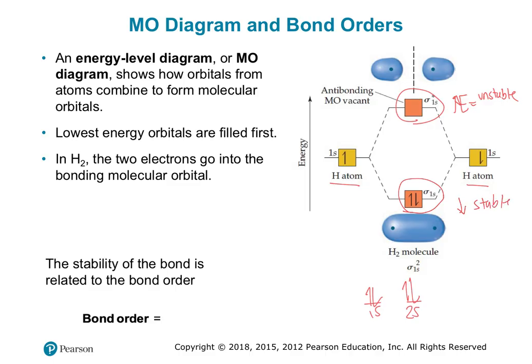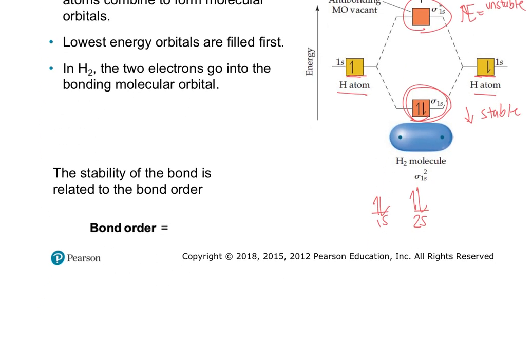Just like before, we write the number of electrons that go in each orbital and fill the lowest energy first. We have 1 electron from this atom and 1 electron from the other atom, so we fill the 2 electrons into the bonding orbital. When we do that, we can see that 1 sigma bond is produced. How stable the bond is relates to something called the bond order. Bond order is a calculation where you take half the number of bonding electrons, subtract the number of anti-bonding electrons.